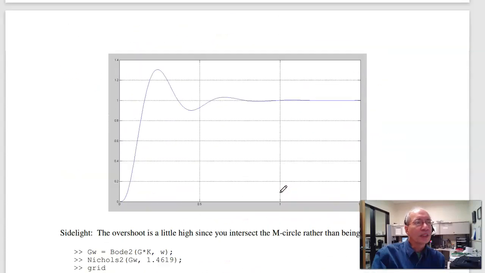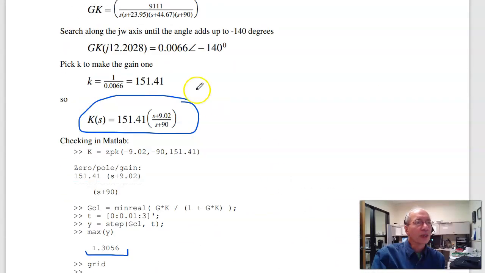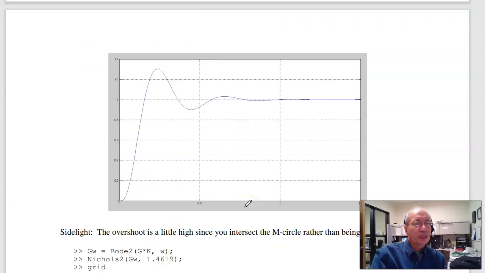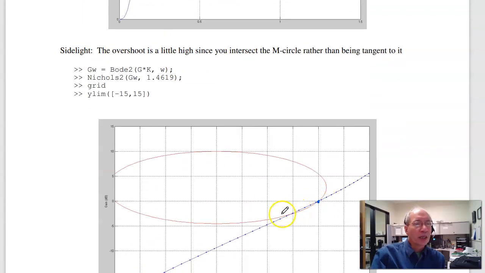Again, the reason I'm doing this is it's actually pretty easy to do. As long as I can search and find out what frequency has a phase shift of minus 140 degrees, I can find K. That's much easier than a Nichols chart, where I have to sit there and figure out where I'm going to be tangent, and that depends upon the slope. This point doesn't change. This one does.